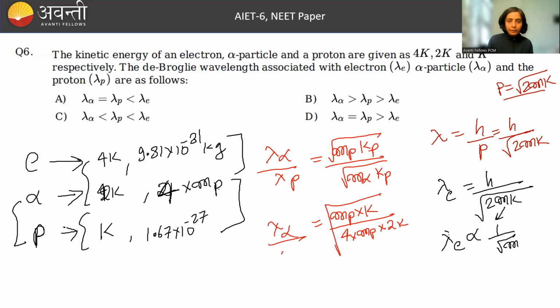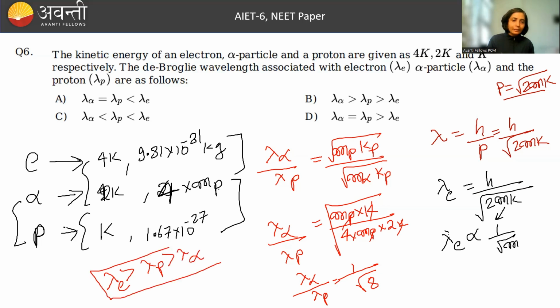So lambda alpha by lambda p. If you are going to cancel everything, 1 by 8. So this is lambda alpha by lambda p equal to 1 by root under 8. So lambda of p is root 8 times lambda of alpha. So first, lambda of electron is the highest. उसके बाद which one will have a more greater de Broglie wavelength? That is your proton. Done. So trend should be what? Lambda E is greater than lambda P is greater than lambda alpha. This is the correct answer.